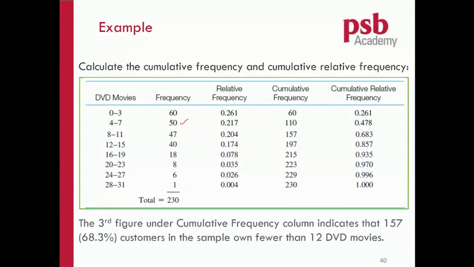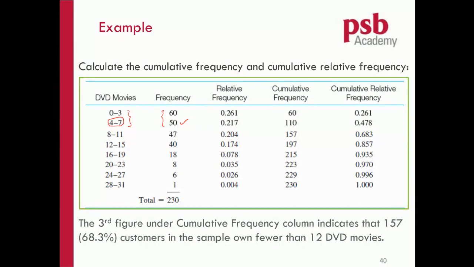50 customers say what? You are asking them how many DVDs you have, right? So the response to that 50 is they have 4 or 5 or 6 or 7 DVDs. Now if I were to change my question, how many customers are having 4 to 7 DVD movies? 50. But if I change my question into how many customers have 7 or less DVDs? 7 or less can be 7, 6, 5, 4, 3, 2, 1, 0. So how many of them? It will be 60 and 50.